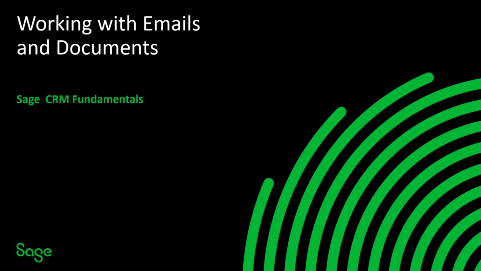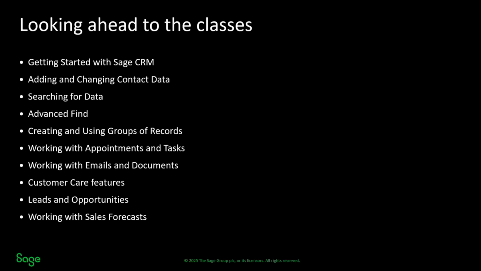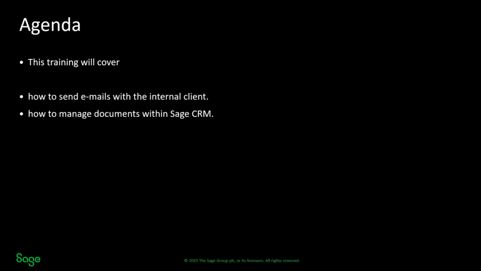Hello and welcome to this seventh lesson within the cycle of 10 lessons that make up the Sage CRM Fundamentals course. We're looking today at working with emails and documents, building on the information we've been sharing throughout the lessons so far. Today we'll look specifically at sending emails using the internal email client and how we can also manage documents within Sage CRM.